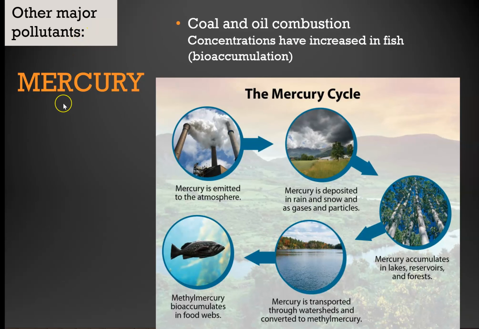Another major pollutant is mercury. You've probably heard about this. It's released through coal and oil combustion, and it's increased in fish through this process of bioaccumulation, where mercury is emitted into the atmosphere, it falls onto land, it's stored in forests and lakes and rivers, and eventually gets into our oceans where our fish consume it, and then it starts to build up in their tissues. So mercury is a major concern for many reasons, but note that it comes from the burning of fossil fuels, which you probably didn't know.